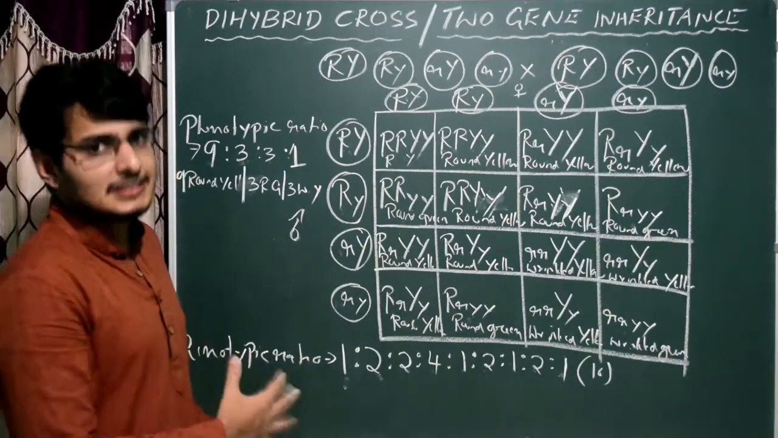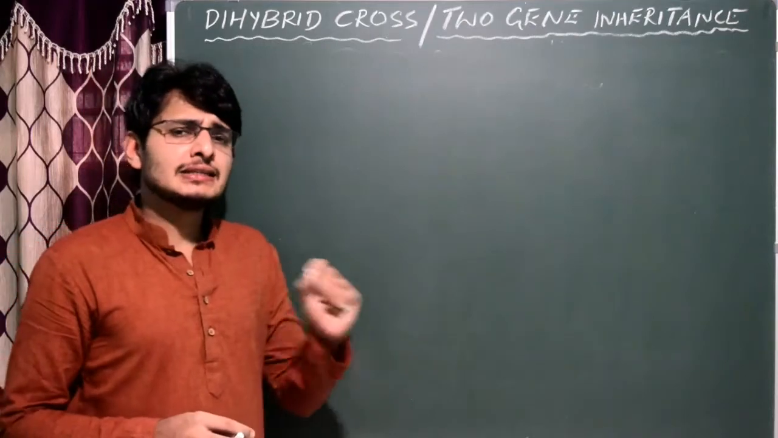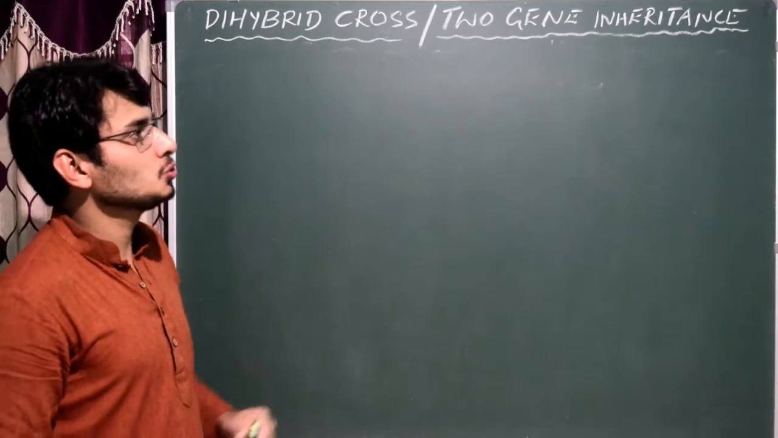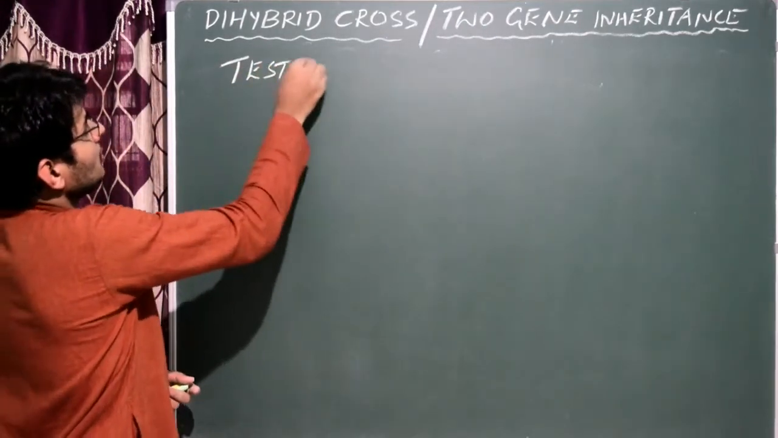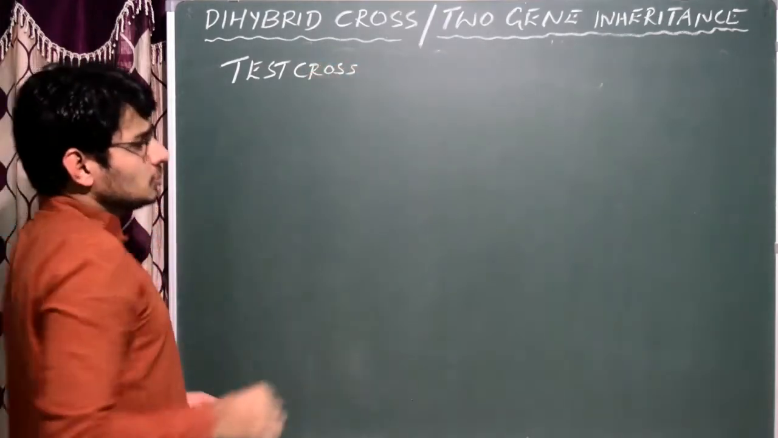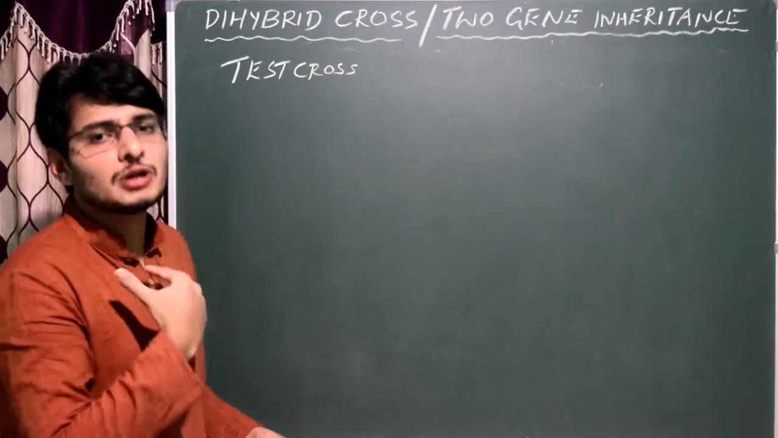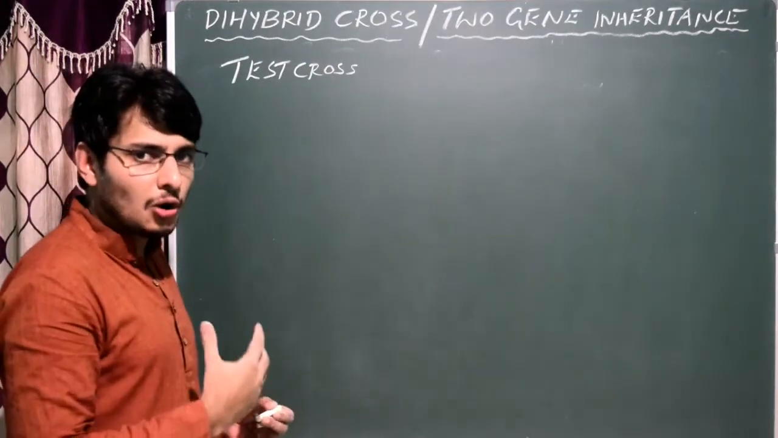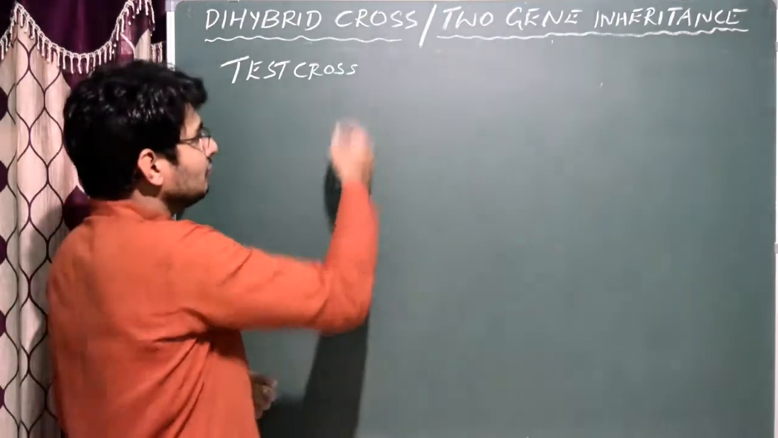Now let us see the test cross of the dihybrid cross experiment. Now let us see the genotypic ratio for the test cross for this particular experiment, that is 2 gene inheritance or dihybrid cross. So we will write test cross. Always remember, in the examination you will get a question like what is the ratio for test cross. The ratio in the sense like we have to determine the genotypic ratio of the test cross. It's very simple. In monohybrid cross we got 1:1 as the test cross ratio. Okay, so let us see for dihybrid cross.